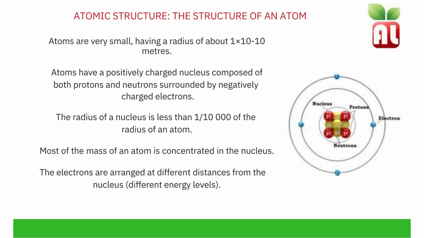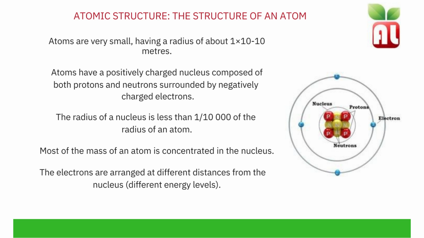The structure of an atom. Atoms are very small, having a radius of about 1 × 10⁻¹⁰ meters. Atoms have a positively charged nucleus composed of both protons and neutrons surrounded by negatively charged electrons. The radius of a nucleus is less than 1/10,000th of the radius of an atom.